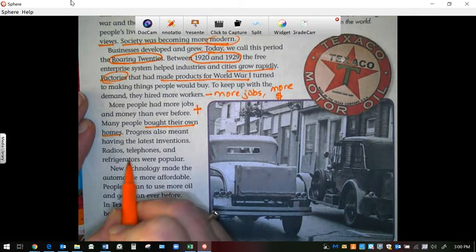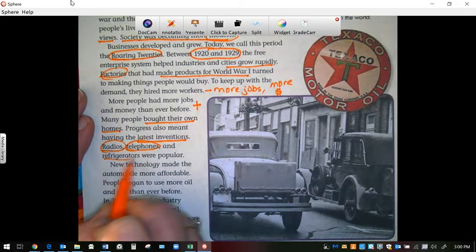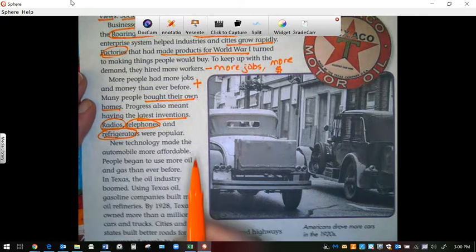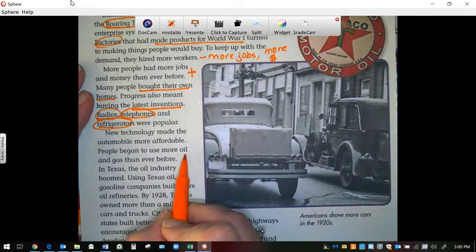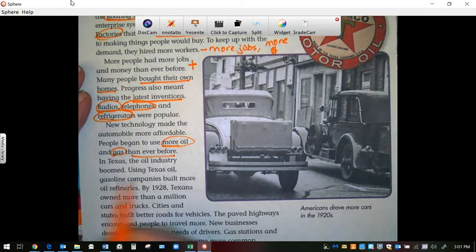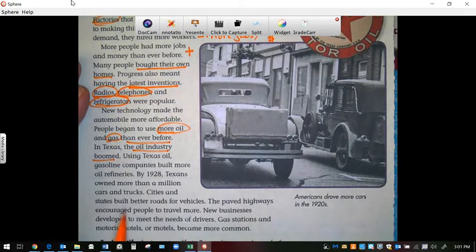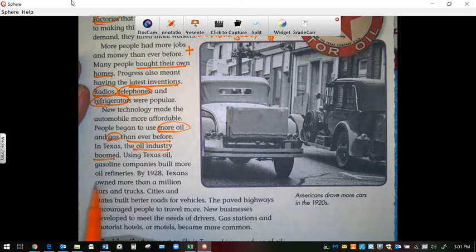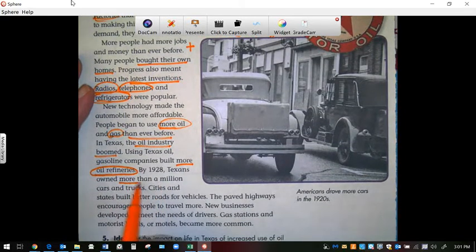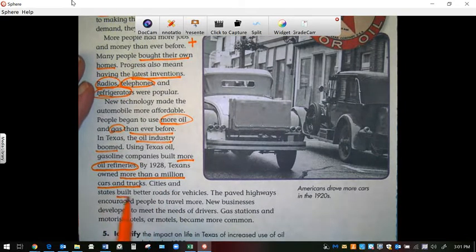Progress also meant having the latest inventions like radios, telephones, and refrigerators. They were popular. New technology made the automobile more affordable. People began to use more oil and gas than ever before. In Texas, the oil industry boomed. Remember, we talked about that too. The drilling at Spindletop. Using Texas oil, gasoline companies built more oil refineries. By 1928, Texans owned more than 1 million cars and trucks. Cities and states built better roads for vehicles.